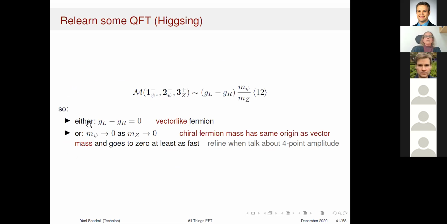And so you see that for this to be well behaved, as MZ goes to 0, either GL minus GR vanishes, in which case you have a vector like fermion, or the fermion mass needs to go to 0 as the vector mass goes to 0. So if you have a chiral fermion, you see that its mass has the same origin as the vector mass and needs to go to 0 at least as fast. And this is something that we'll refine in a bit when we talk about the 4-point amplitude.